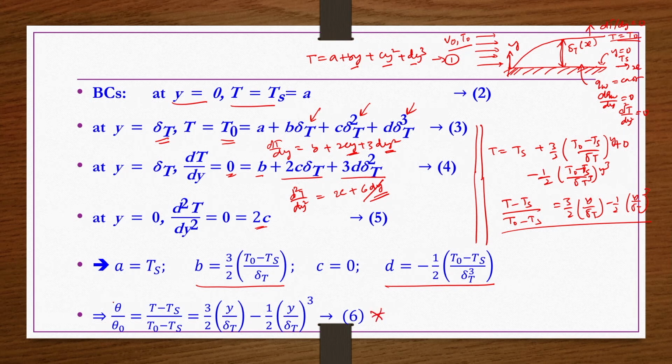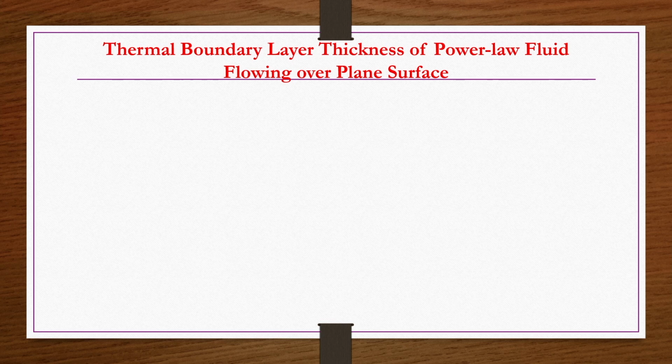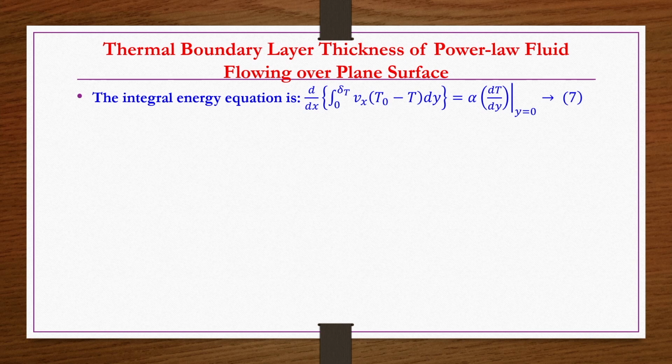So, T minus Ts we are designating by theta, T naught minus Ts we are designating by theta naught, right. So, this is the temperature profile you got already. Now, you need to get dT by dy at y equals 0. So, we take the thermal boundary layer thickness of a power law fluid flowing over a plane surface. Here the integral energy equation is this one.